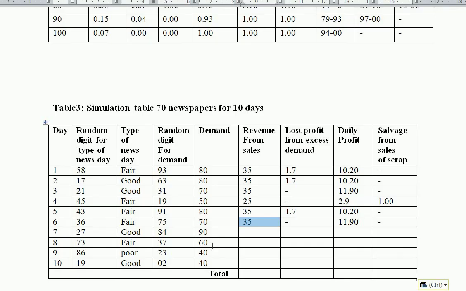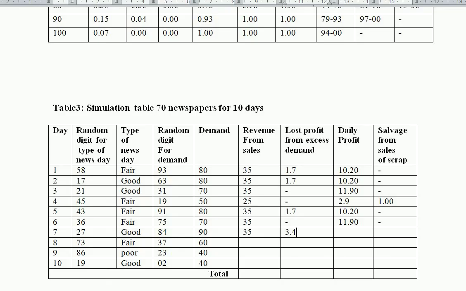Again here for 90, 60 and 40 we have to calculate new values. So for the 90 here, you can see we are going to purchase only 70 newspapers. There is an excess demand of 20 newspapers here. So we are going to sell 70 newspapers and the revenue from sales, that is 70 into 0.5, you are going to get 35. Again here 20 newspapers are extra.